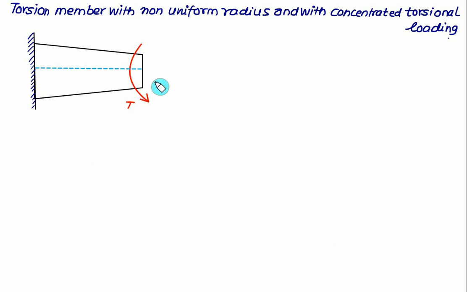Let's consider here a torsion member with a non-uniform radius and with a constant load at the free end, and we want to find the twist angle theta at the free end by application of the torque T. Here we have the diameter D1 and this diameter D2, so we'll consider one section. Before this we'll extend the frustum of a cone into a cone. So this one is the frustum of a cone. This diameter is D1, this diameter is D2.